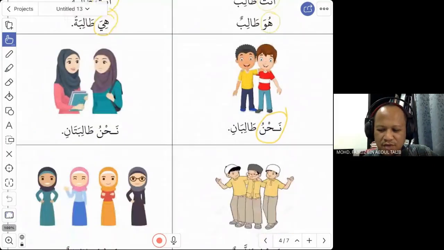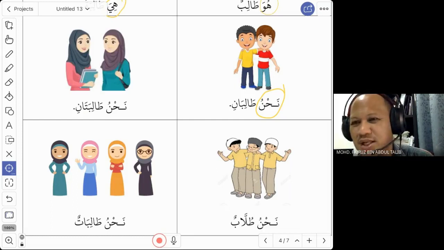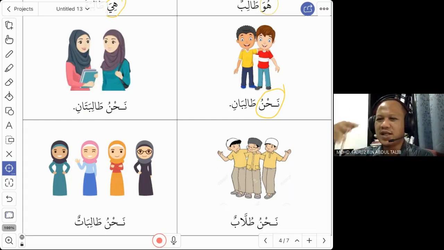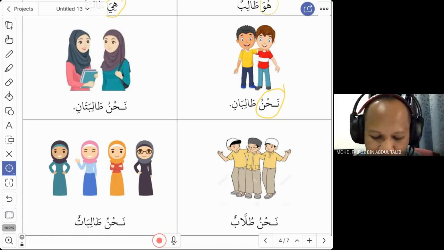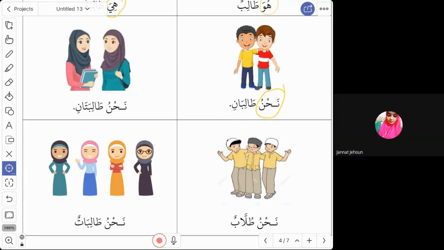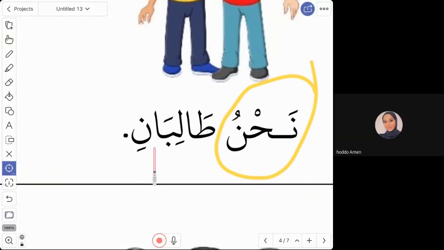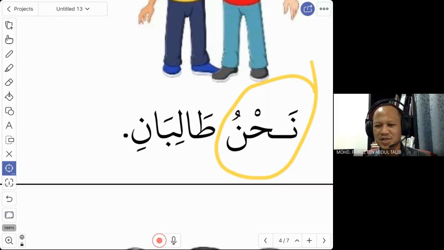And finally, the word nahnu. Nahnu can be used for male, for female, for dual, musanna, and for jama', 3 and above. So we use nahnu to refer to we. It doesn't matter whether the gender is muzakkar or muannas, or whether it is 2 or 3 and above. For example, here nahnu talibani. What is talibani? We are students. How many students when we say talibani with the alif and nun? 2. Correct, so we are 2 students, or both of us are students.